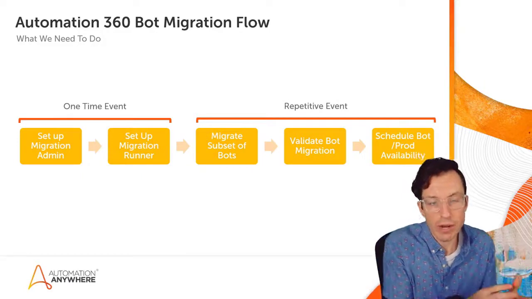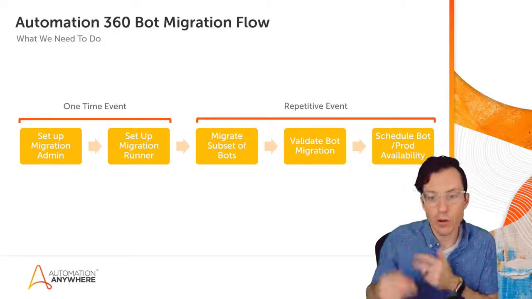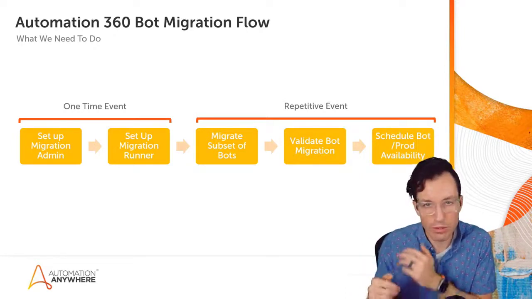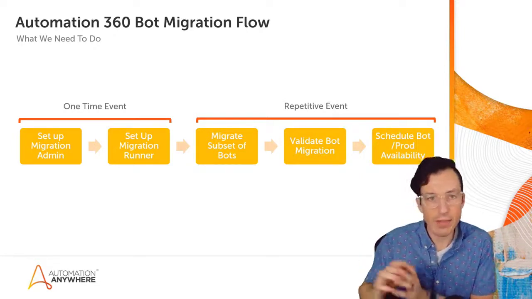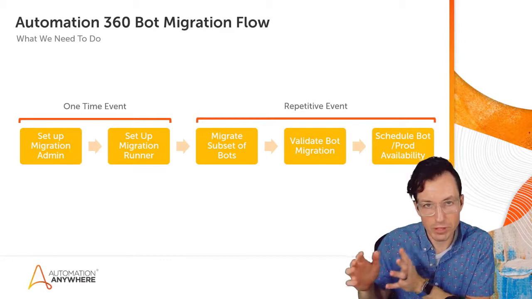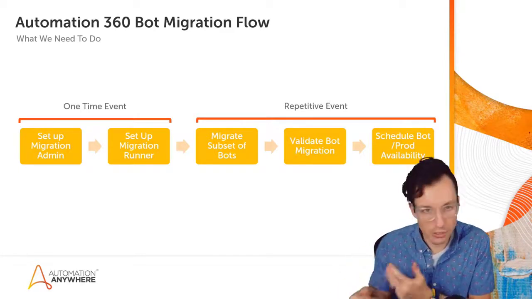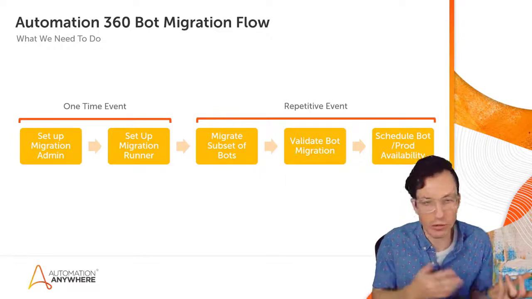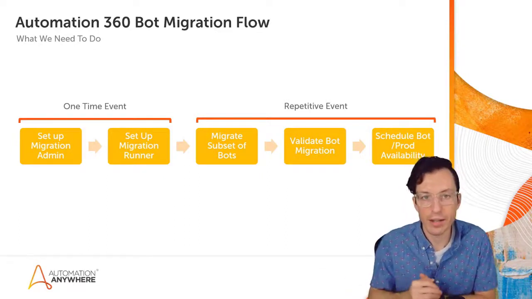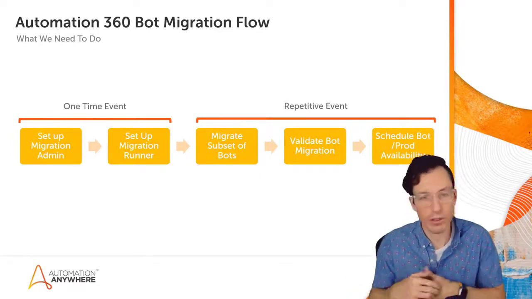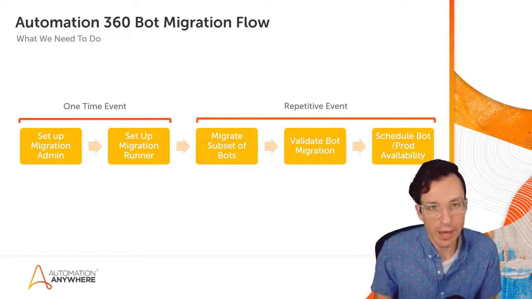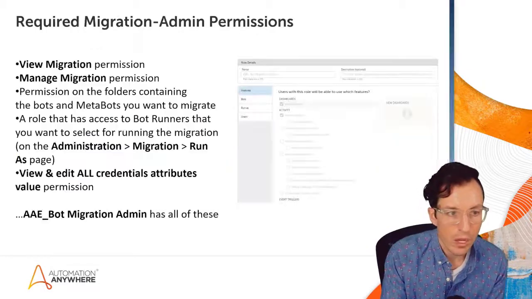So I want to migrate a subset of my bots, go through the validation process of reviewing them, testing the output, making sure everything's working, and then eventually making that bot available in production, which would mean scheduling, prod availability, whatever that looks like for your bot, whether it's triggered through an API, whether it's run through an RE process, or whether it's run off schedule, however that looks like, eventually making that available in production.